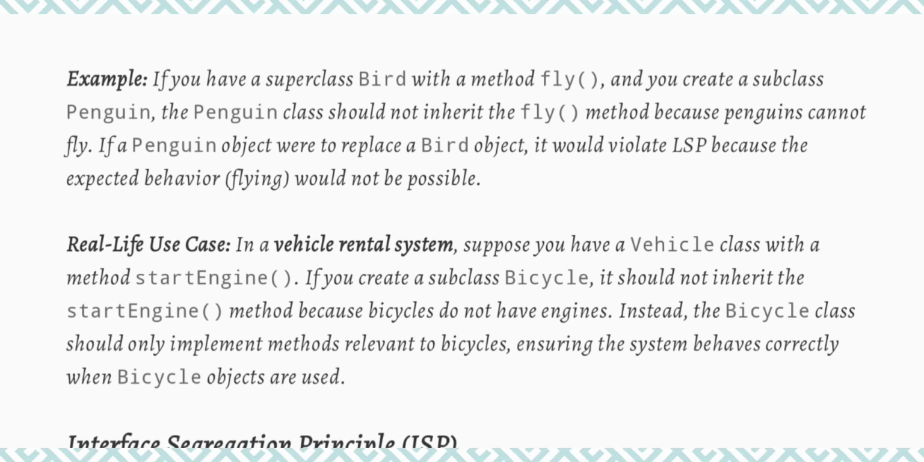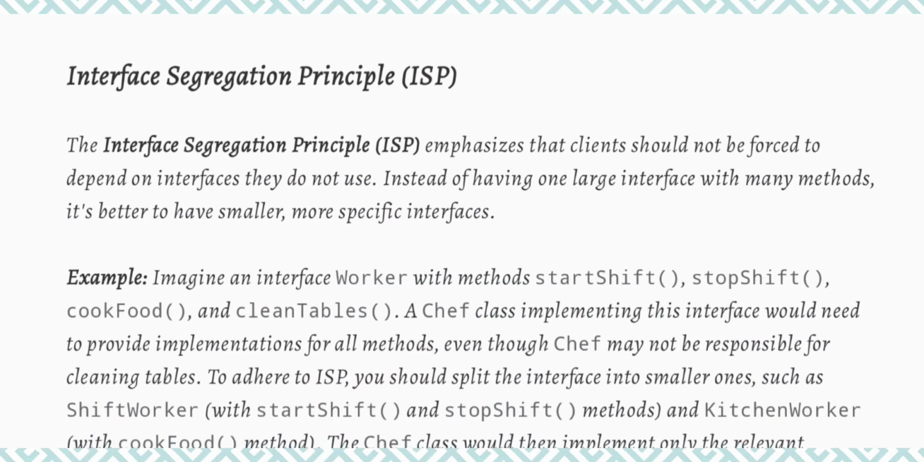Real-life use case: in a vehicle rental system, suppose you have a Vehicle class with a method startEngine. If you create a subclass Bicycle, it should not inherit the startEngine method because bicycles do not have engines. Instead, the Bicycle class should only implement methods relevant to bicycles, ensuring the system behaves correctly when Bicycle objects are used.